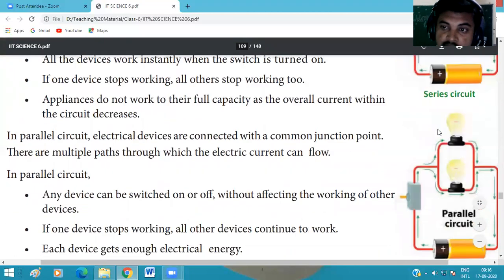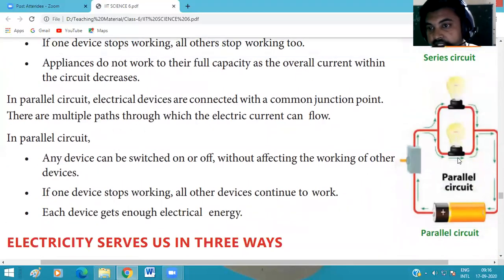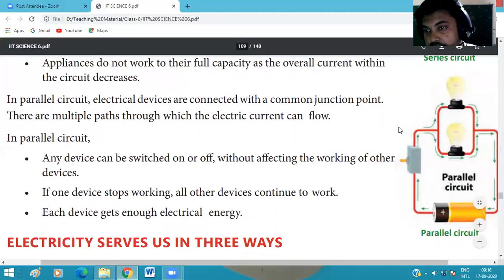Another circuit we see: in this circuit, the current passes through and, from a point, the wire is divided into two different lines.